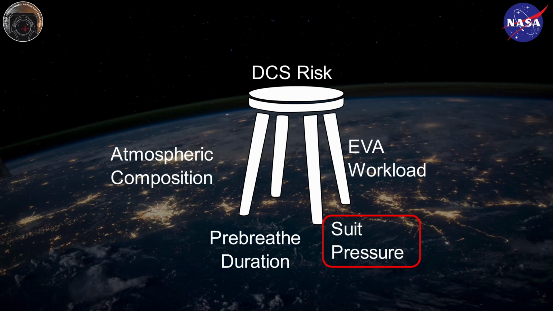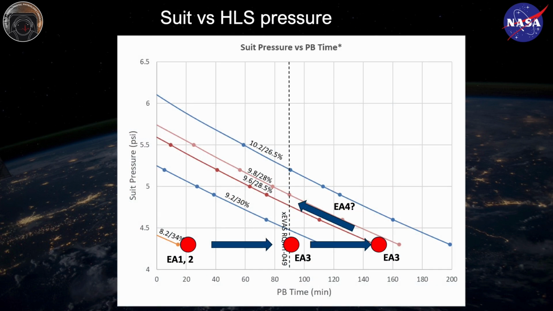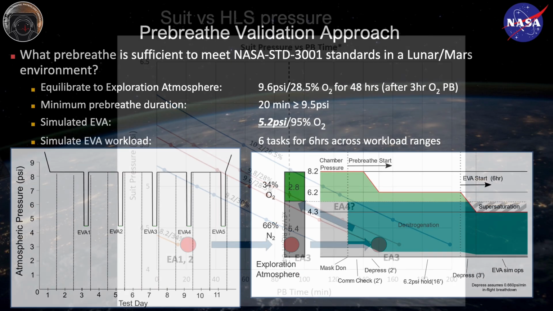So they said, well, we have to fix that. So how do we fix that? Well, another leg we can turn here on this stool is our suit pressure. So we can basically change the pressure of the suit so that we're not dropping quite as much. And that basically means less decompression stress, so less pre-breath duration. So we tried with exploration atmospheres 1 and 2, 1 environment, 3, and then 4. We tried different suit pressure.